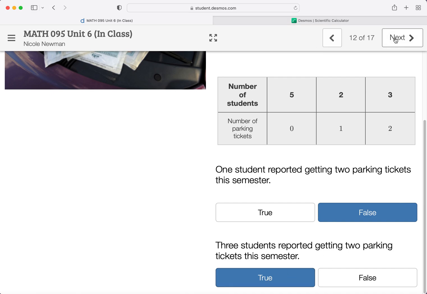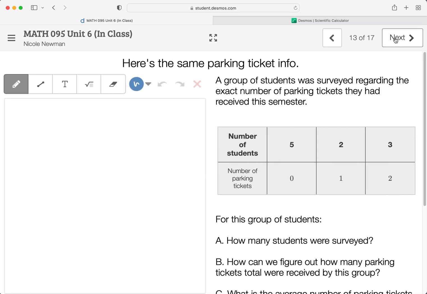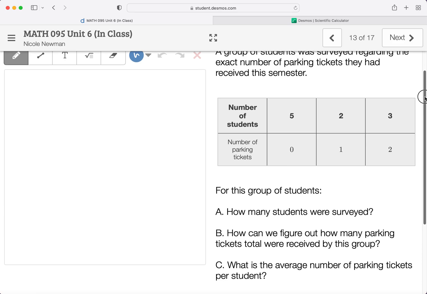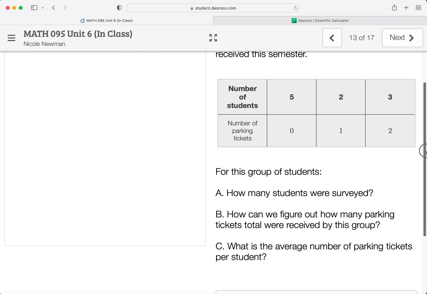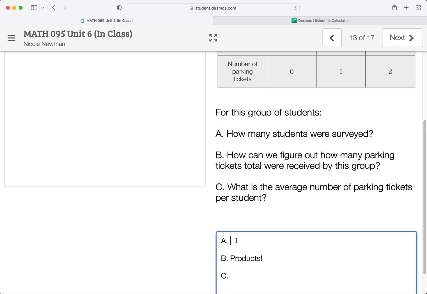That's kind of how to read it. Let's go use it for some other things. I think this is the exact same table. For this group of students in this table, how many students were surveyed? This one's pretty nice. I like this one because I can see, oh, we had 5 students doing something, 2 students doing something, 3 students doing something, and that means I just need to add those 3 together. Not just, but that's what we would do. 5 plus 2 plus 3. So I think it's 10 students that were surveyed.